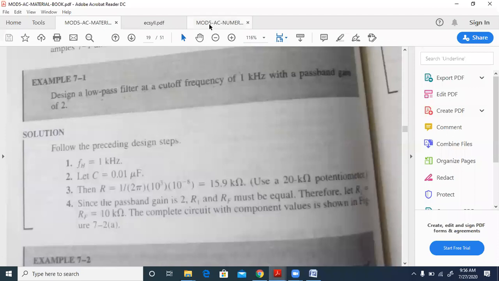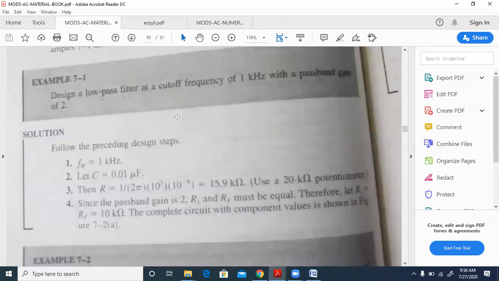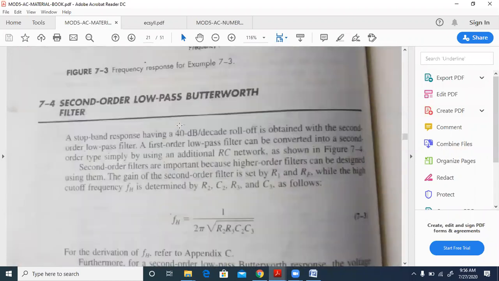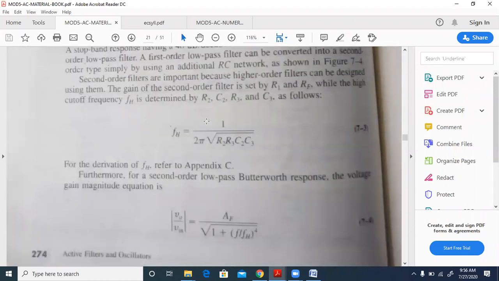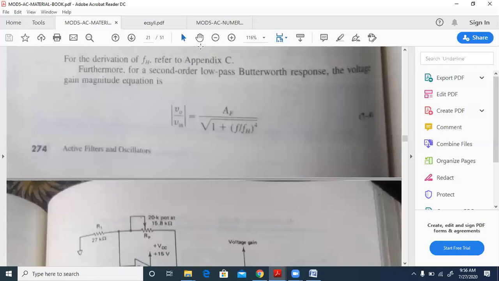Okay. So let us go to the next one. Design a second order low pass filter at a cutoff frequency of 1.2 kilohertz. Second order is the next topic. So this is a second order low pass filter. So corresponding to this again R2 equal to R3 equal to R and C2 equal to C3. You can choose C2 equal to C3 again as 0.01 microfarad. Find R2 equal to R3 equal to R, and that will be the value of the resistance.